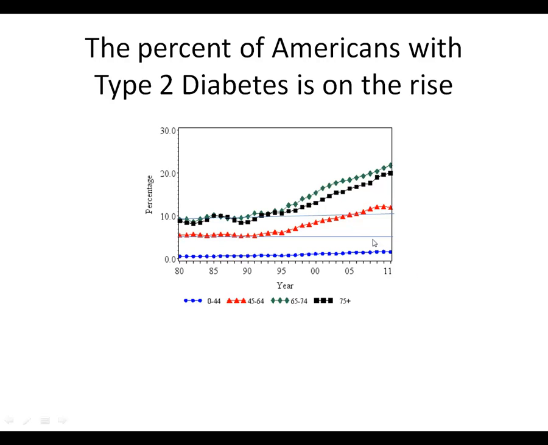All right, another clue as to what causes diabetes is to look at the incidence of a disease over time. Now, if a disease is genetic, if it's inborn, then what you should see is a constant rate.